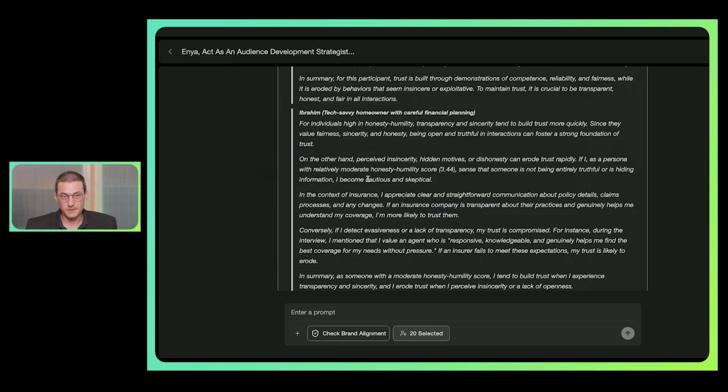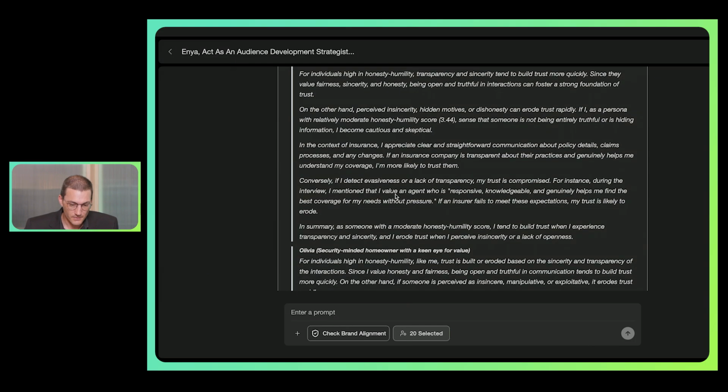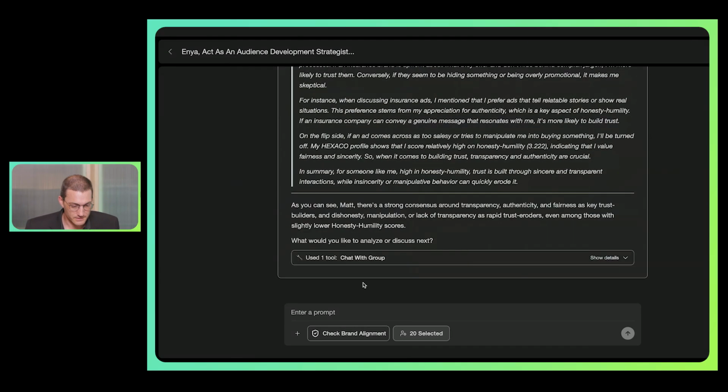I think basically with this audience that is ranking high in humility and honesty, you're going to see a lot of that. You're going to see losing trust over perceived insincerity, hidden motives, or dishonesty. You can dive further into each of these personas, but I'd like to pivot and ask another question. I want to figure out, if something almost works, what's usually missing? So still within this same audience, same behavioral indicators, I'm going to ask Enya to ask our personas, if something almost works, what's usually missing?